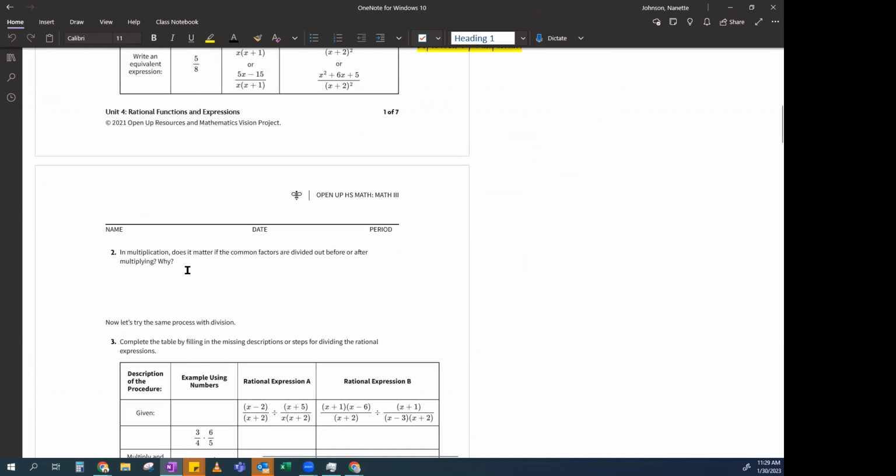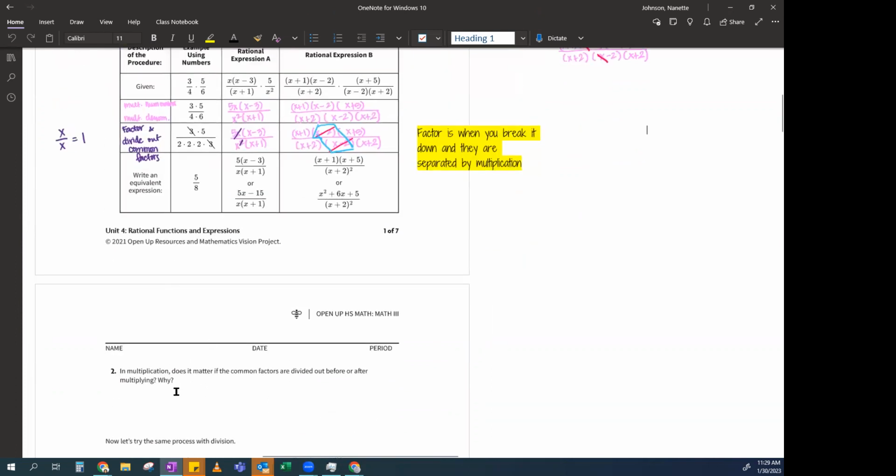In multiplication, does it matter if the common factors are divided out before or after multiplying? Does it matter if you divide these out? Here, it looks like they did it first and then they multiplied. Could you have done it after multiplying? So for example, in this problem here, would it be legit to go like this?